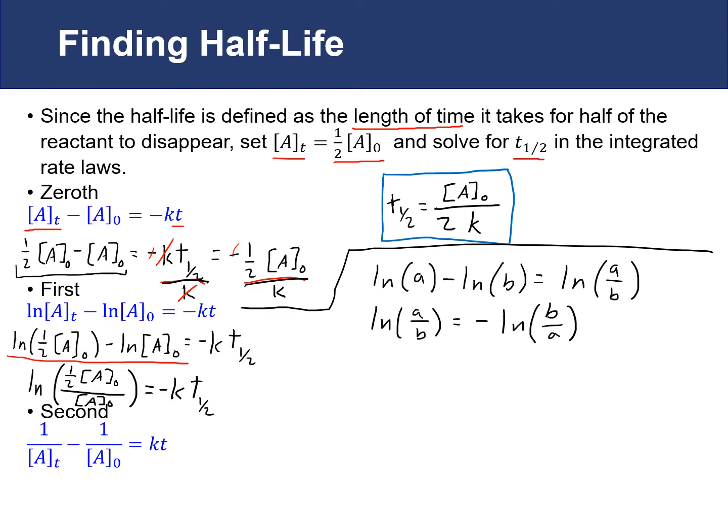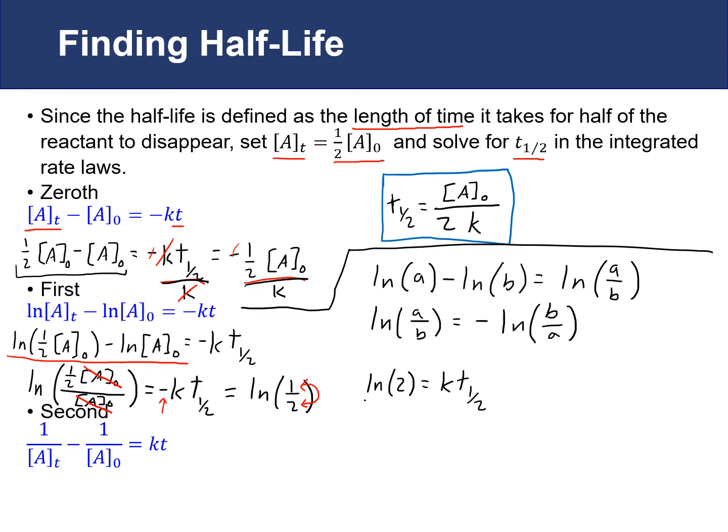Okay, we have our a naughts directly on top of each other in a fraction, and so they will cancel each other out. So this would give us the natural log of 1/2. Now we can note that we have a negative sign here on our k value, and so if we flip our ratio, we can actually get rid of that negative sign. So I'm going to flip the ratio. That gives me the natural log of 2 is equal to the negative of negative kt 1/2, which would just be kt 1/2.